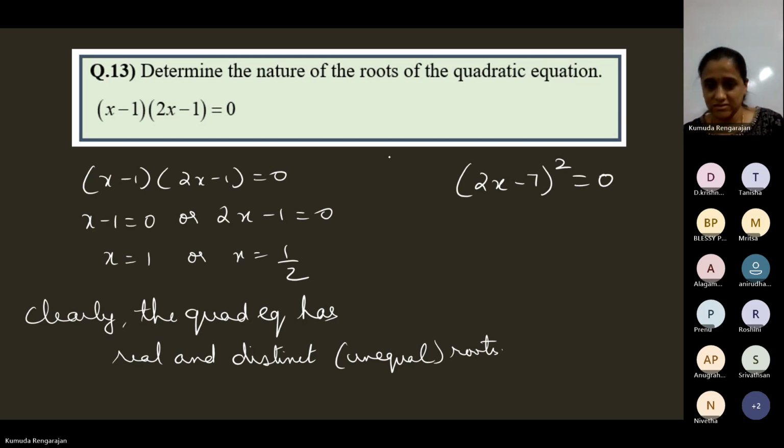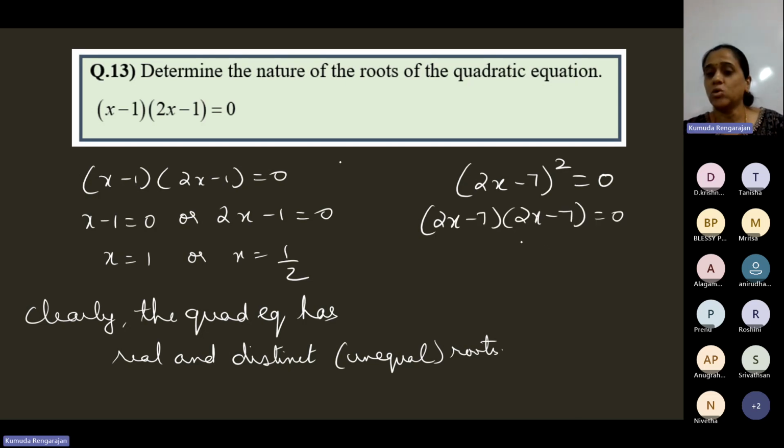Correct. So this means 2x minus 7 into 2x minus 7 is equal to 0. 2x minus 7, the whole square, is equal to 0 means 2x minus 7 into 2x minus 7 is equal to 0. So 2x minus 7 is equal to 0. x is equal to 7 by 2. So both the roots are 7 by 2. The other 2x minus 7 is equal to 0 also gives 7 by 2. So the quadratic equation has real and equal, or coincident, roots.